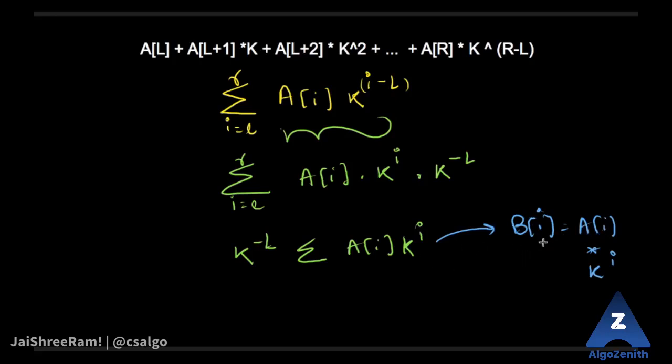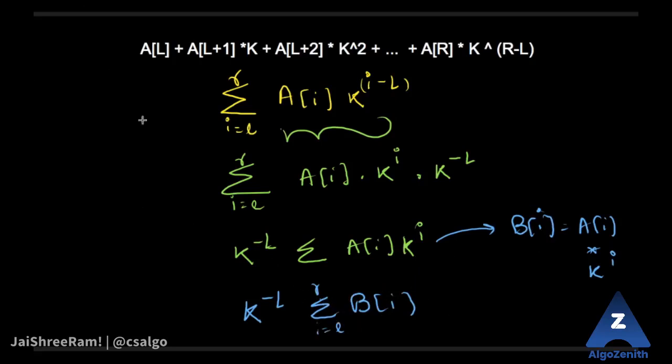So we can easily calculate this array B. Now this question just boils down to finding k to the power minus L, summation of B of I from I equal to L to R. Notice how we converted it into another static array, and then we just say that this is the sum of that static array in that range, right?